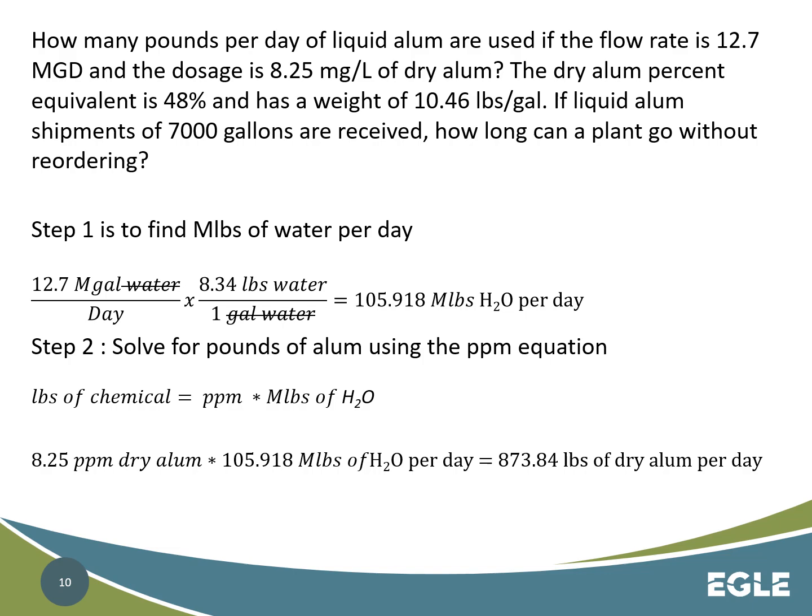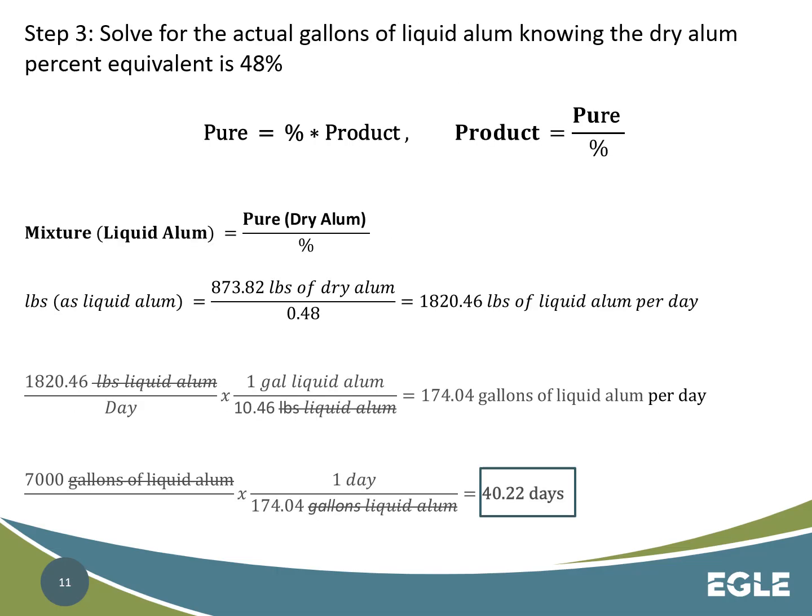Once we have our pounds of dry alum, which in this case is our pure, right? If we're setting it up based off of those equations, right? Our mixture or our product is our liquid alum. So now that we have solved for how many pounds of dry alum we are using, right? Because we're given the concentration in the problem statement in terms of dry alum, we're able to find that weight. But from the problem statement, we need to find how many gallons we're consuming a day, right?